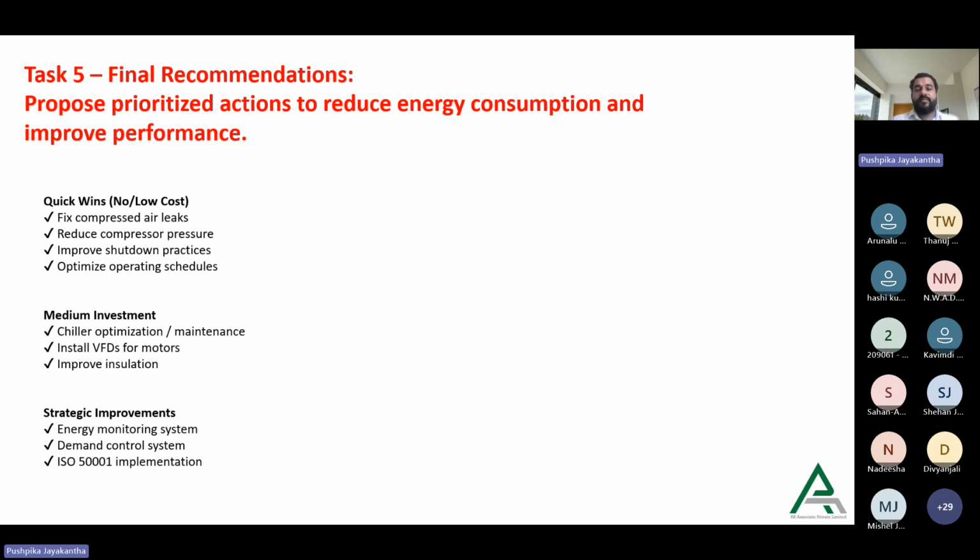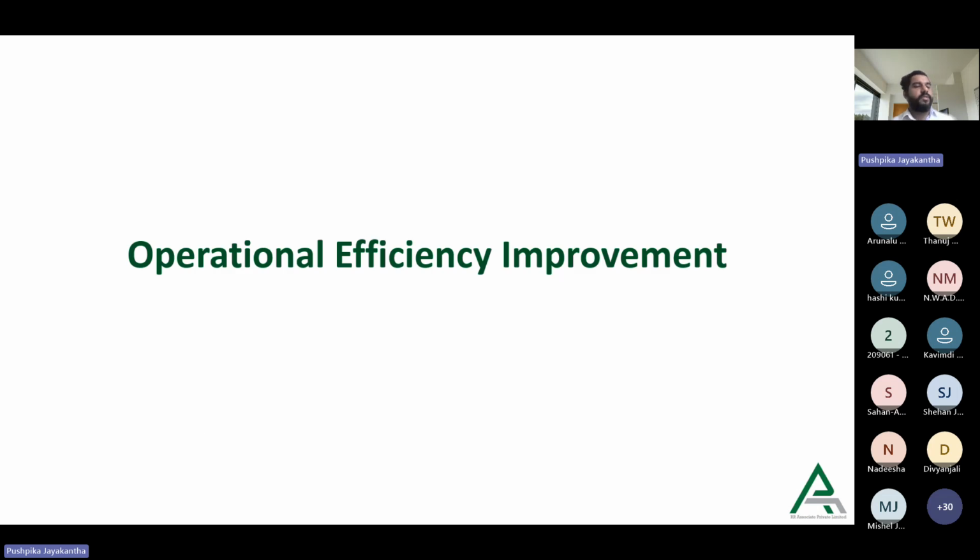Then you can plan medium investment projects like chiller optimization or sometimes installing VFDs for the motors, because I think there's around a 40% contribution in motors. So you can use VFDs for motors and improve the insulation. And for strategic improvement, you can plan an energy monitoring system, a demand control system, and definitely ISO 50001 implementation, because of the energy management system for these kinds of organizations. Now we'll move to operational efficiency improvement.